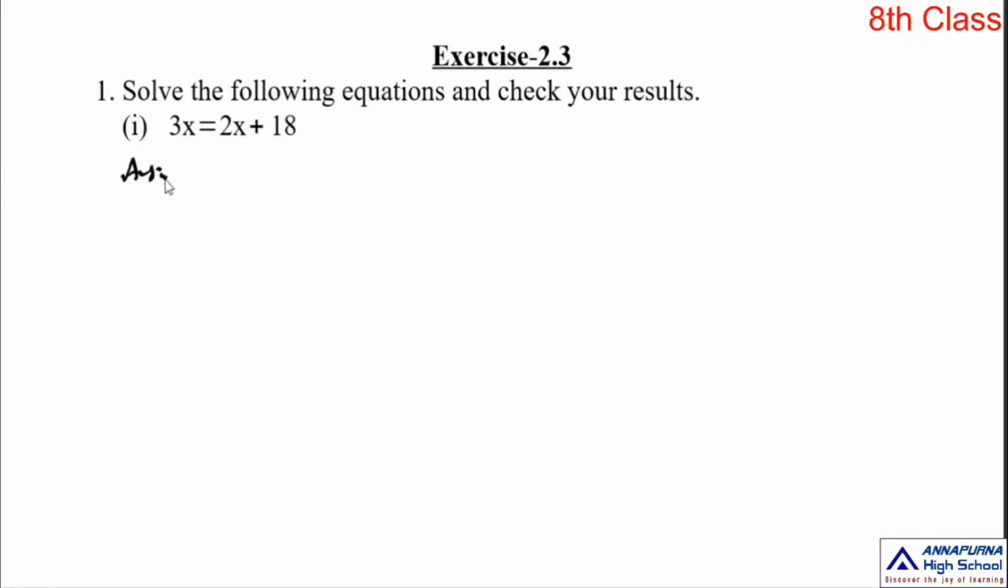Here the first equation is 3x is equal to 2x plus 18. So is there any difference between the previous equations and this equation? Yes, there is a small difference. What is that? In the previous equations, the variable terms were present only on the left side. But in this equation, the variable term is present on the left side and the right side. So it is not important whether the variable term is on the left side or right side.